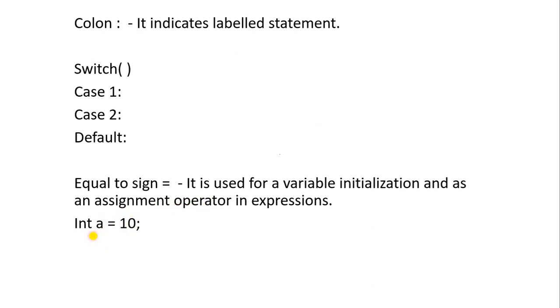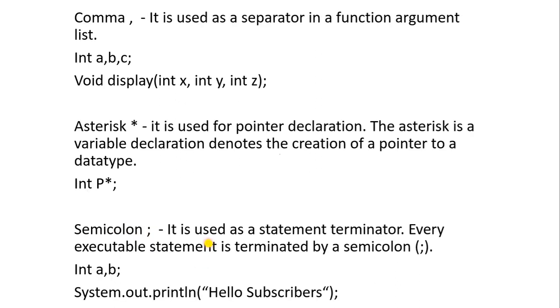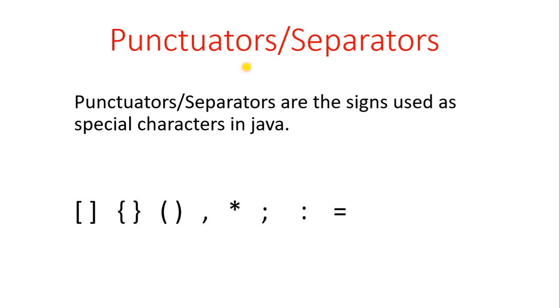So int is a data type, a is a variable, equal to is the symbol of the assignment operator, and 10 is a value, followed by a semicolon. So we are initializing the value 10 in the variable a, so a holds the value 10. I hope you have understood this. So this completes the punctuators or separators.